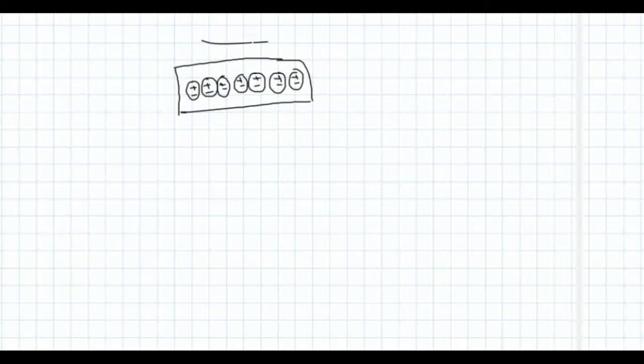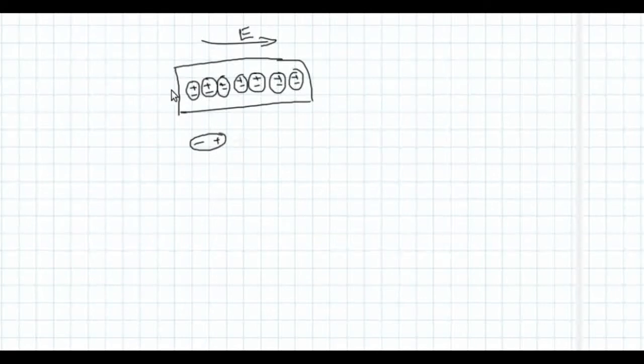Now, when we apply electric fields, this arrangement of the positive and negative charges will change. So here, when electric field is applied, positive charge has a tendency to move in the direction of electric field, and negative charge will have a tendency to move in a direction opposite to that of the electric field.